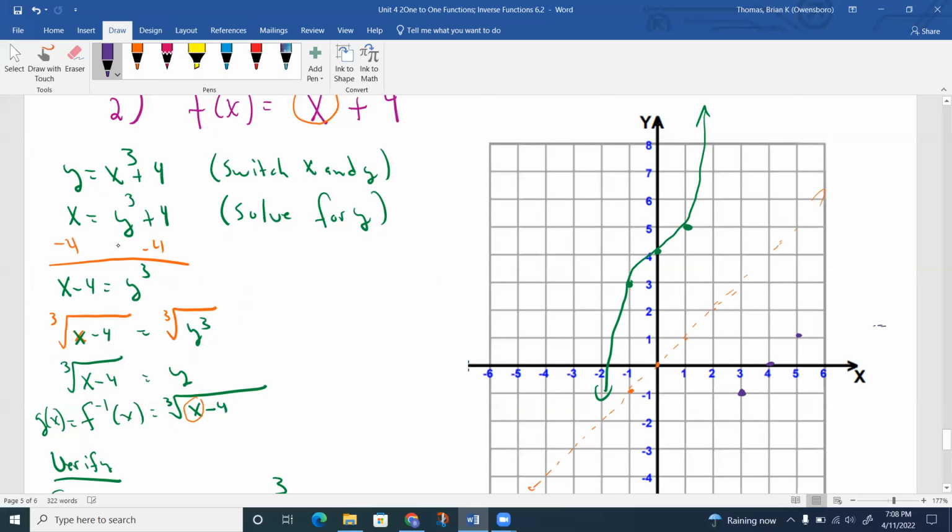It runs along the x-axis, bends down, and flattens out, and takes off running in that direction. And notice how the graph does look symmetric to the line y equals x. It folds over, or it's mirrored over the line y equals x. So that does check out.